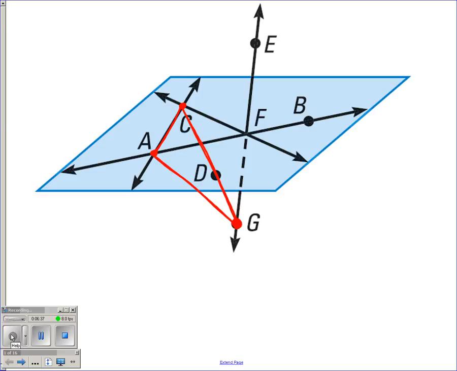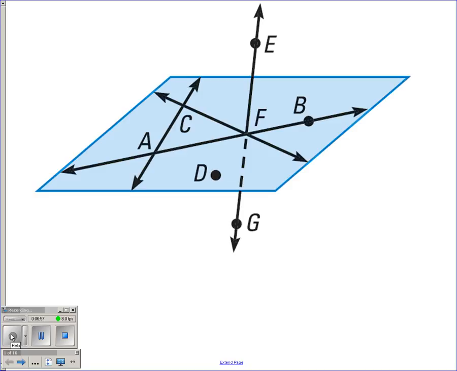Let's take a look at number 5. Let me erase this. It says, name a line that intersects plane AFD at more than 1 point. All right, so AFD.